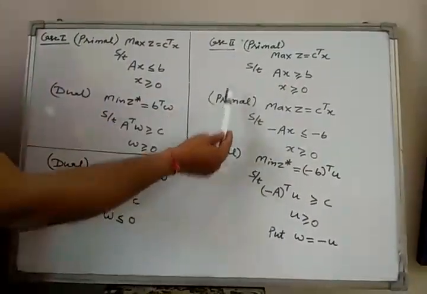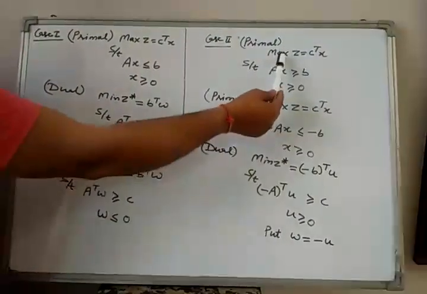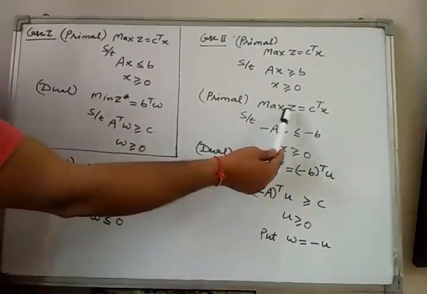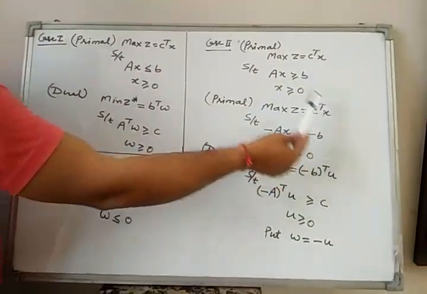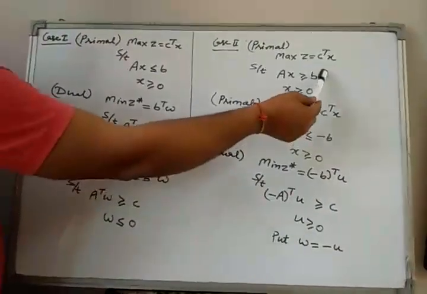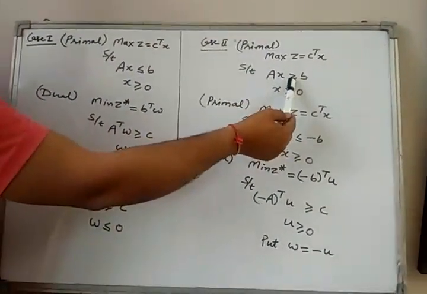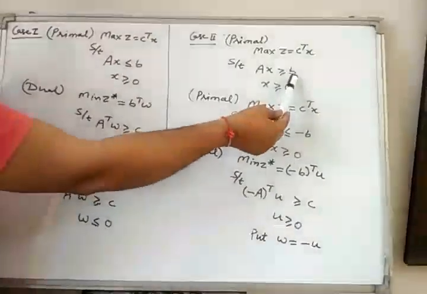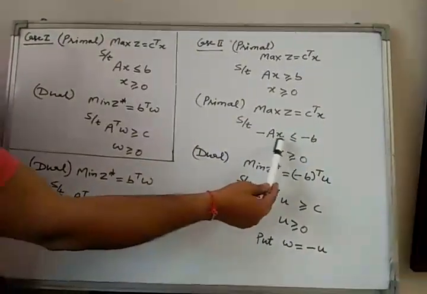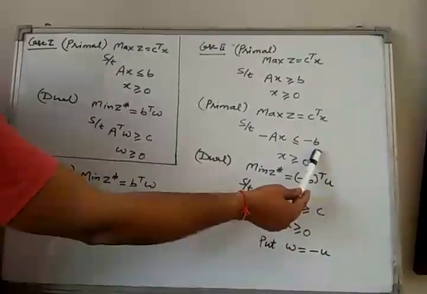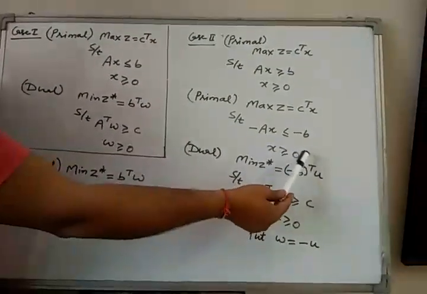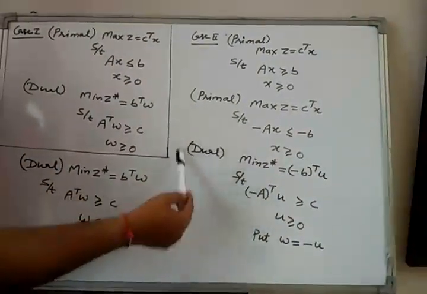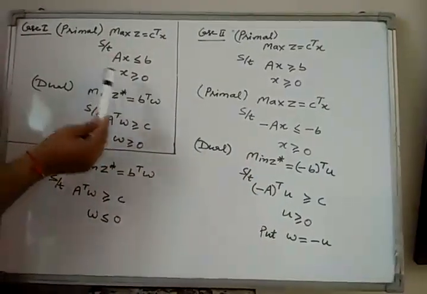First we rewrite this primal problem as: maximize objective function z equal to c transpose x. We multiply all the constraints of greater than equal to type with negative sign. After multiplying with negative sign, it becomes minus Ax less than equal to minus b with non-negativity restrictions. Now we write its dual with the help of this.